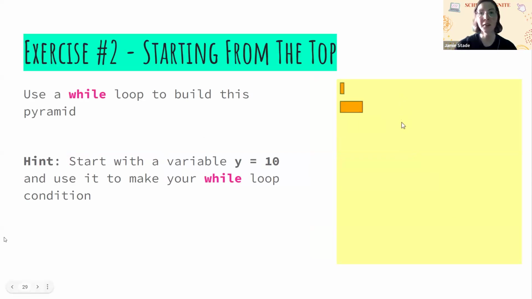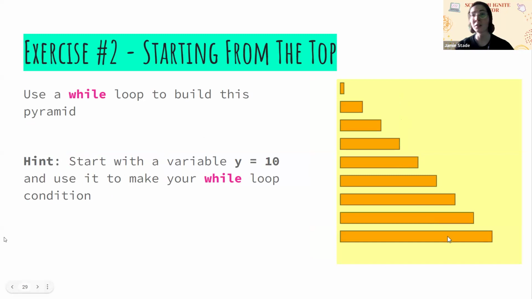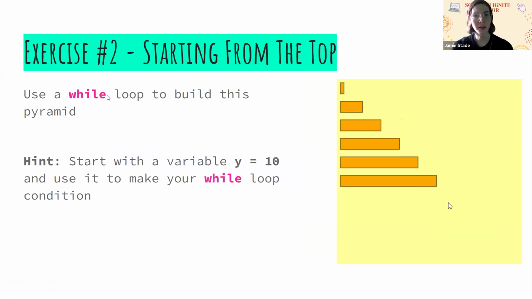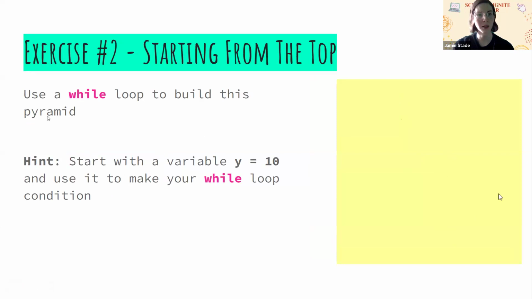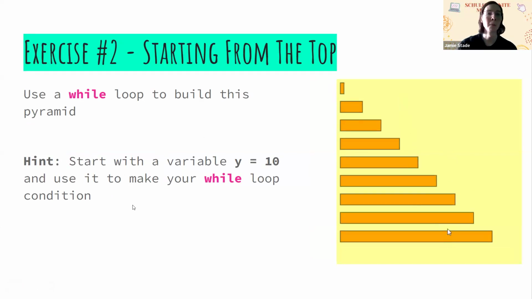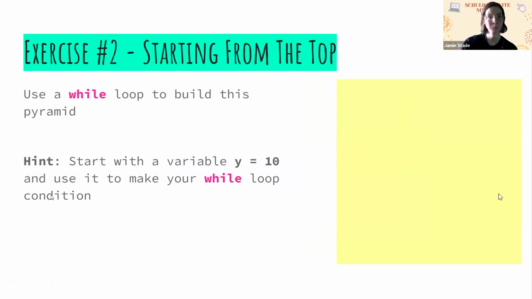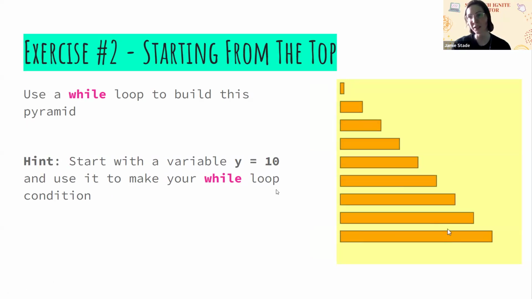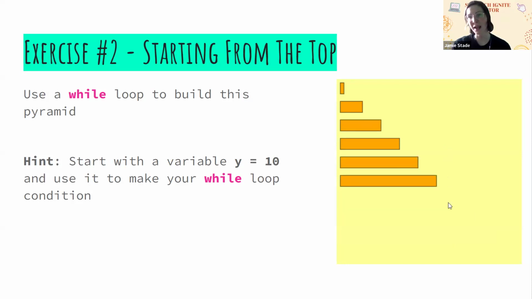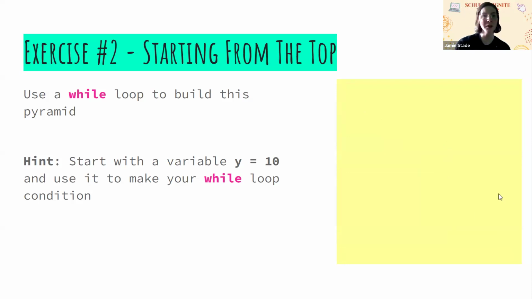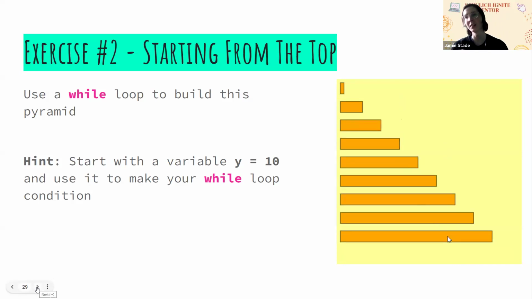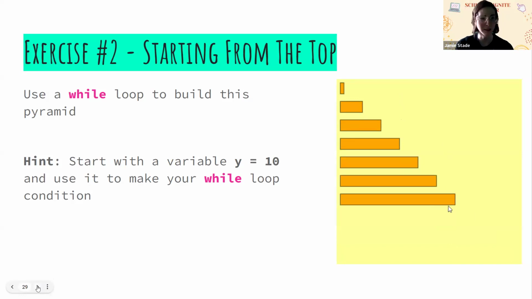Okay, let's look at a different exercise where we can use while loops. In this exercise, we need to use a while loop to build this pyramid of different rectangles. Here's a hint: if you start with the variable y equals 10, you can use that to make your while loop condition. This will be similar to the previous one, where you want it to be based on your mouse's Y position. With that, you can figure out what condition you would need to use to create these rectangles.